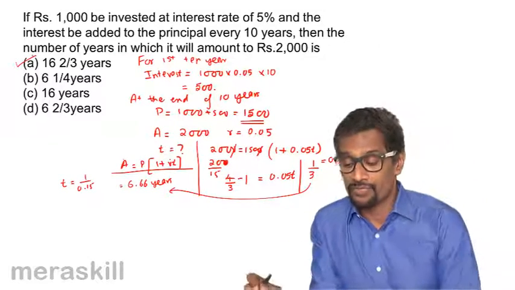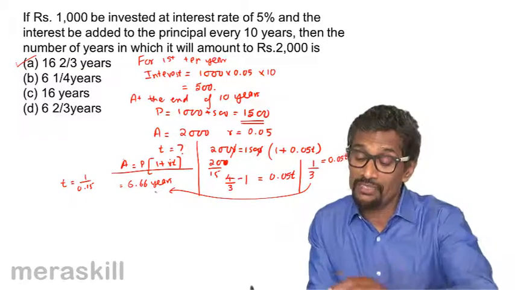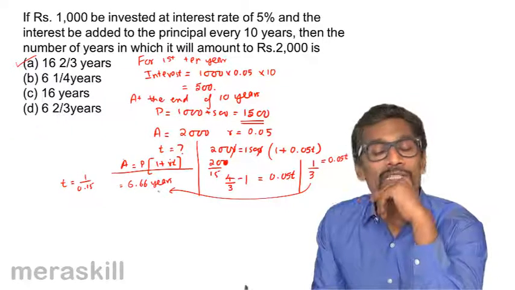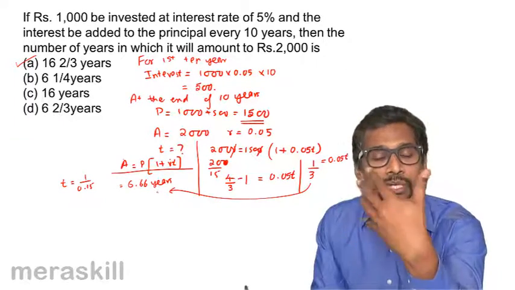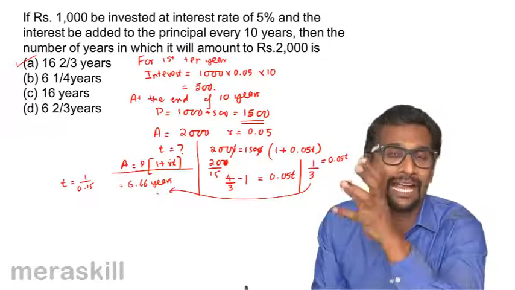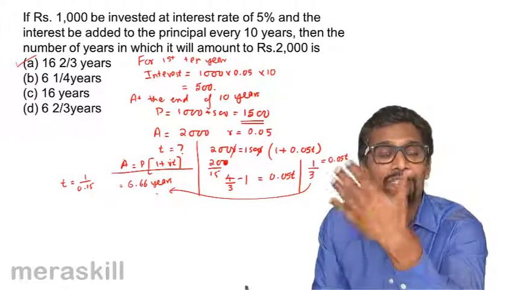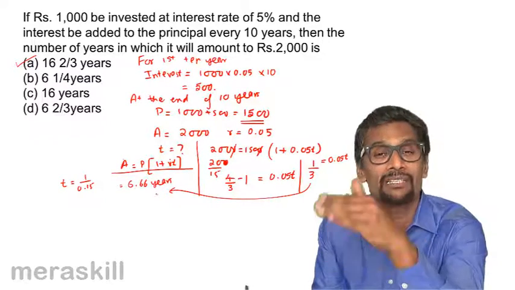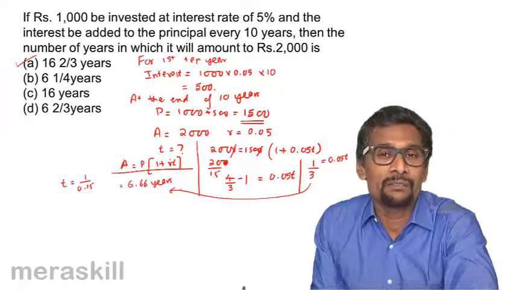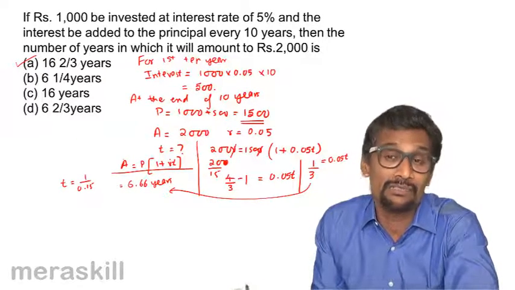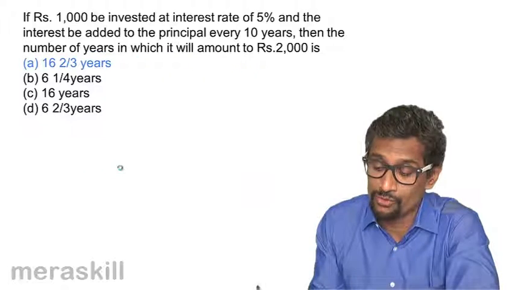So after 16 and 2 by 3 years, the amount turns out to be 2000. So the candidate should read the question carefully. It is not that 5% interest is not calculated for the first 10 years. Interest is calculated every year, but it remains the same. It is not added. The principal remains the same for the first 10 years. And after 10 years, the accumulated interest gets added to the original principal, and then it becomes the principal for the next 10 years. So compounding takes place once in 10 years, but interest is calculated as simple interest every year. Right. So we have 16 and 2 by 3 years. All right.